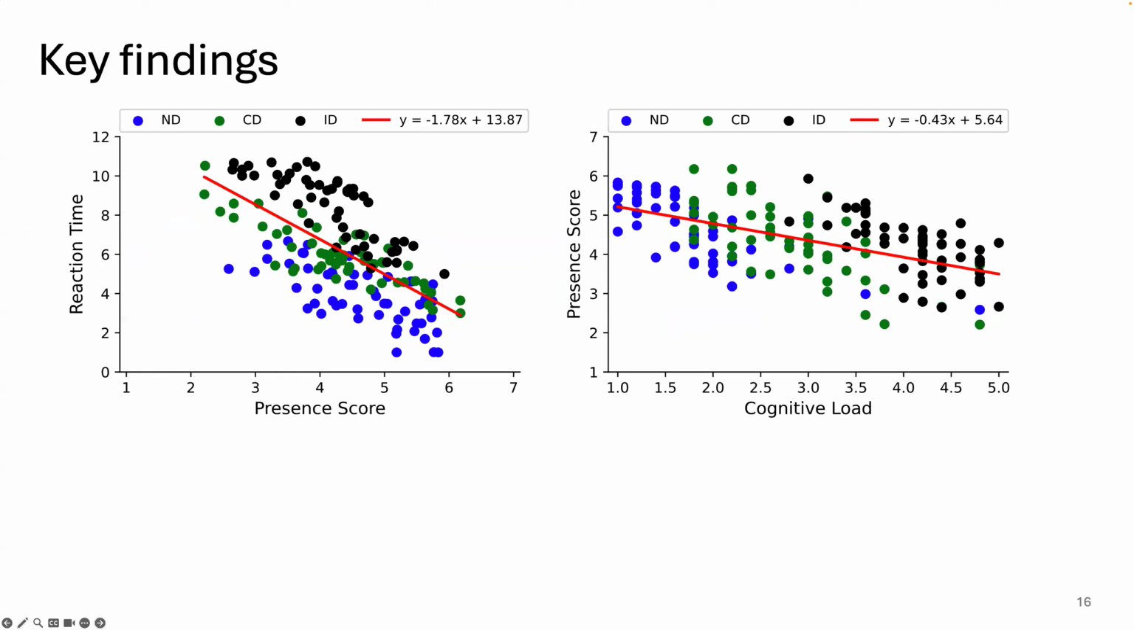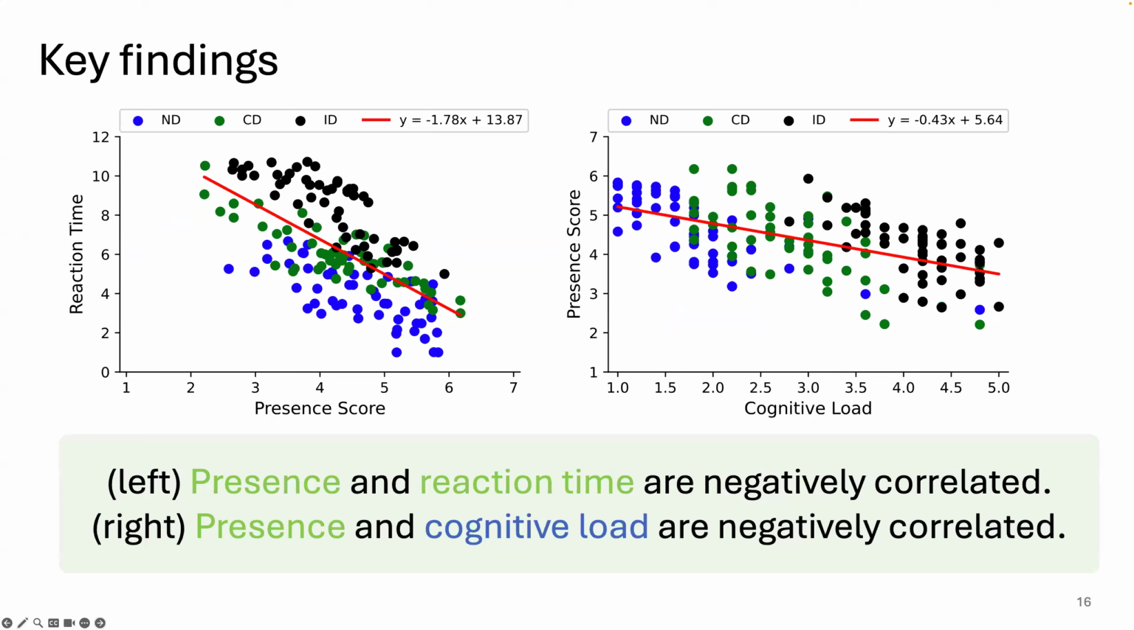While our paper presents a detailed analysis of the findings, here I show a few key results. Across conditions, on the left, we show the presence scores and reaction time. We show a modest negative correlation, which means that when presence increases, reaction time goes down. On the right side, we see presence and cognitive load are also negatively correlated, which means that when presence goes down, cognitive load goes up.